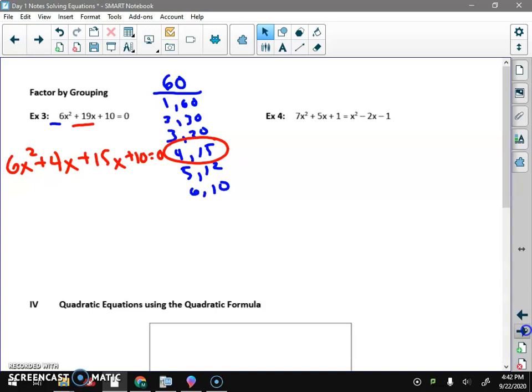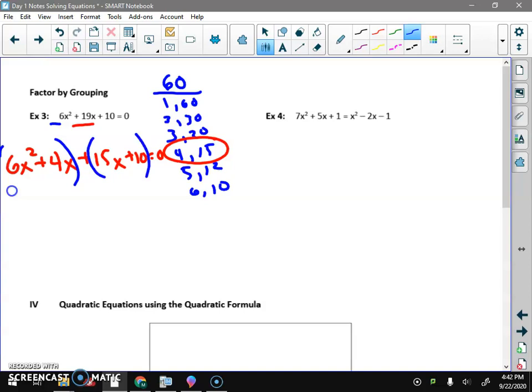Now, factor by grouping, we're going to group. First pair, second pair. And we're going to look for a GCF. What's in common to 6x squared and 4x? 2x. What's left over? 3x plus 2. Stop right there. See that binomial of 3x plus 2? That's got to show up in the second pair, or else we did it wrong. What's in common to 15x and 10? A 5. What's left? 3x plus 2. Beautiful. Just what we wanted.